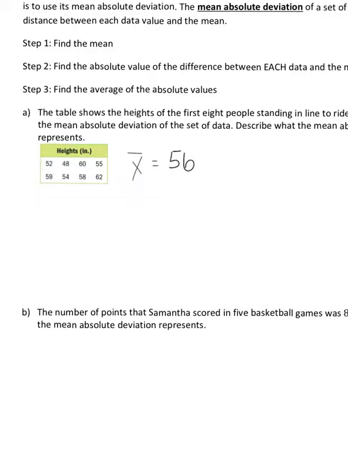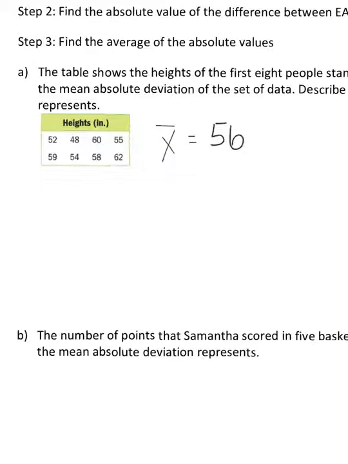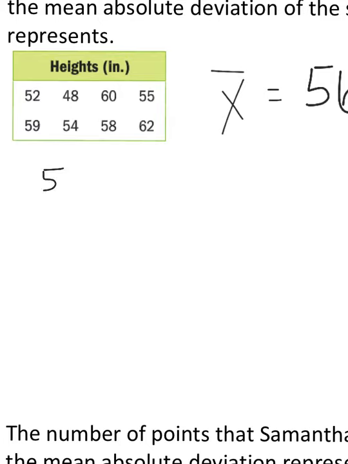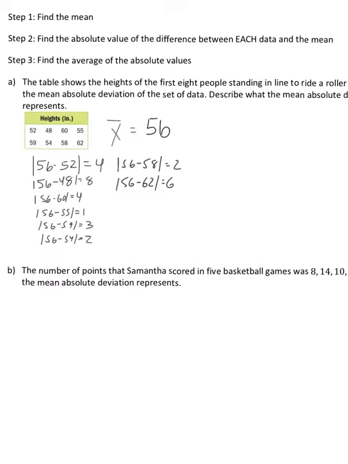Step 2, we take that number and we subtract every data value from it, and we take the absolute value. So I'm going to show that as 56 minus 52, the absolute value of that. So 56 minus 52 is 4, and the absolute value of 4 is 4. I'm going to continue that for the entire problem. So yes, this is quite a bit of writing. Okay, I completed step 2. I found the absolute value of the difference the mean is from every individual data point. So the mean, 56, minus each of the heights, and the absolute value of those.